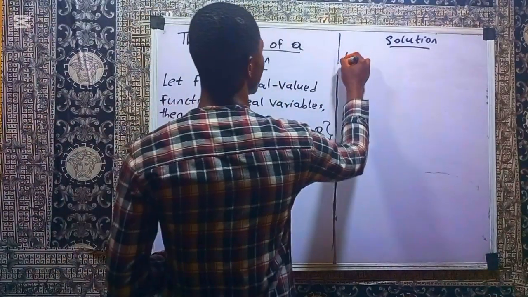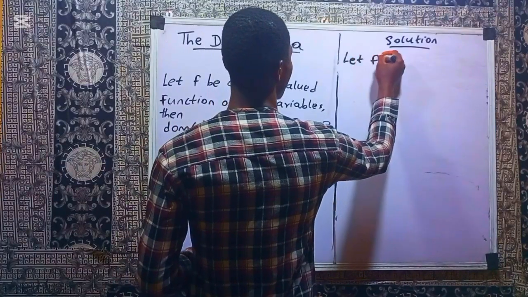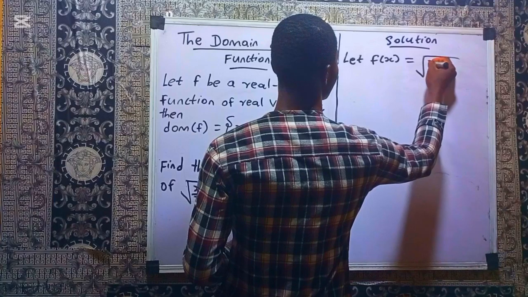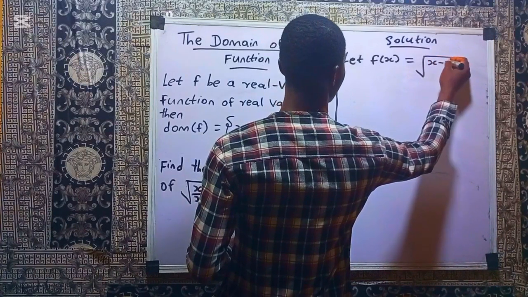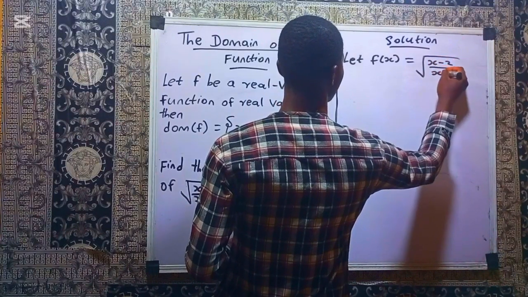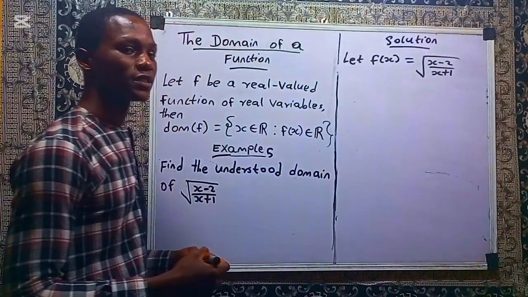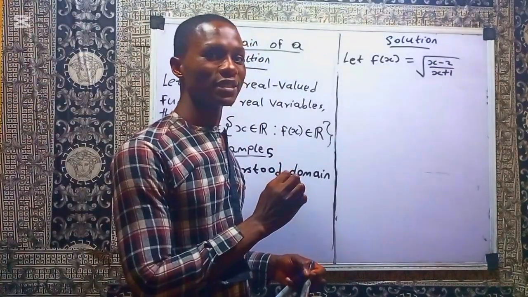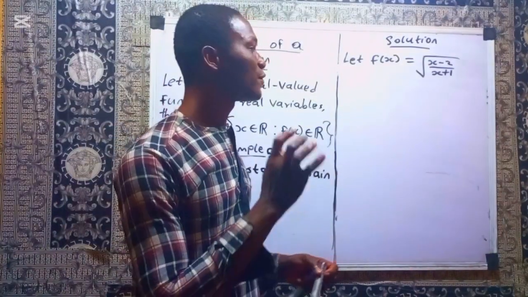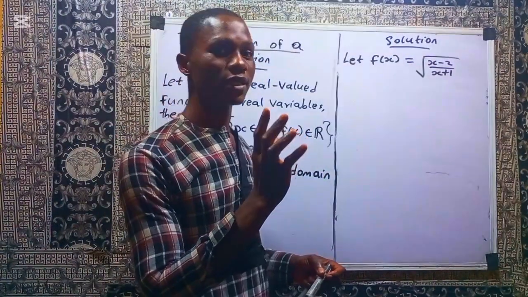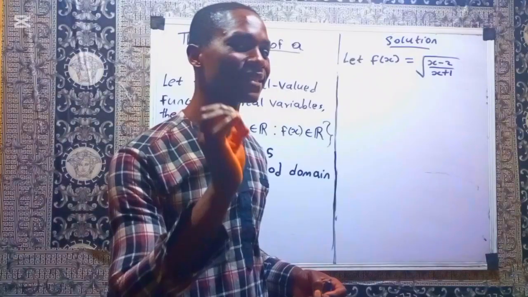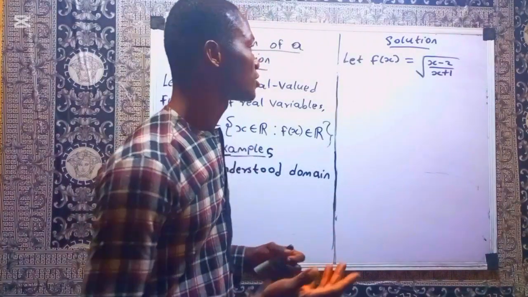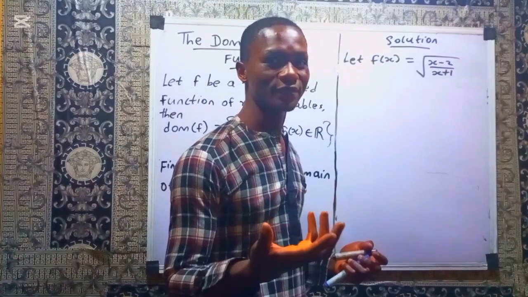So let me call the function, let f of x be equal to the given function, square root of x minus 2 divided by x plus 1. This is the given function, right? So we want to find the domain of it. But if you look at this function, you could know that this function is a root function. And inside the square root, we are having what? A rational function. Now, a rational function is a function expressed in fraction form.